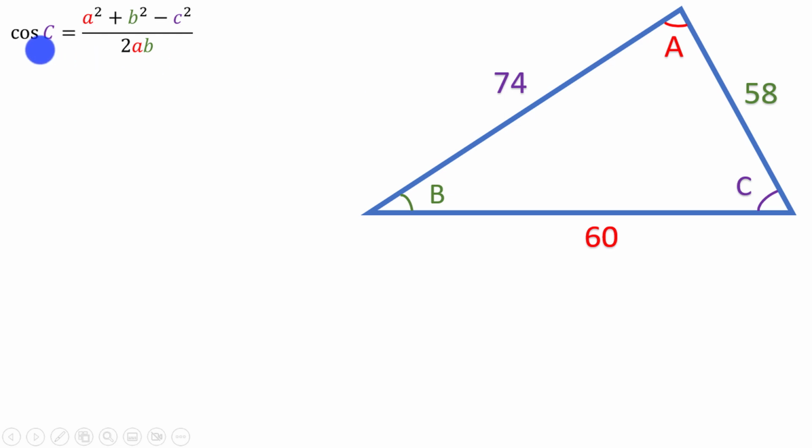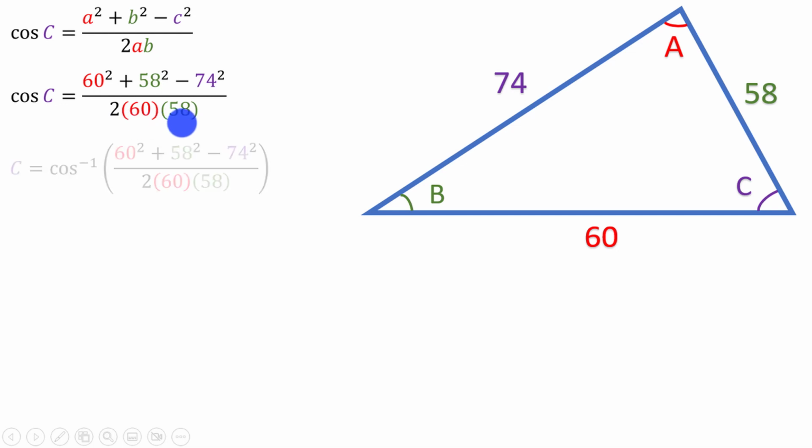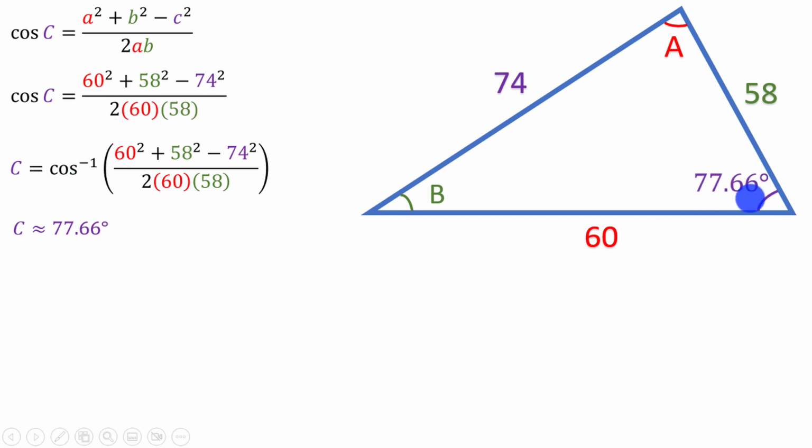We know that cosine of capital C is equal to the two sides adjacent to capital C squared and added together, minus the side opposite of C squared, divided by 2 times the two adjacent sides. This will become 60 squared plus 58 squared minus the opposite side of 74 squared divided by 2 times the two adjacent sides of 60 and 58. If we take the inverse cosine of both sides, we will get that C is equal to approximately 77.66 degrees if we plug this into our calculator, and our calculator is in degrees. We can place this onto our triangle.